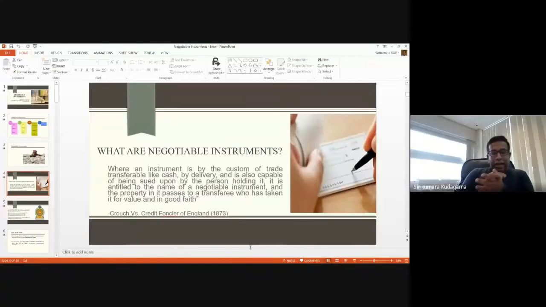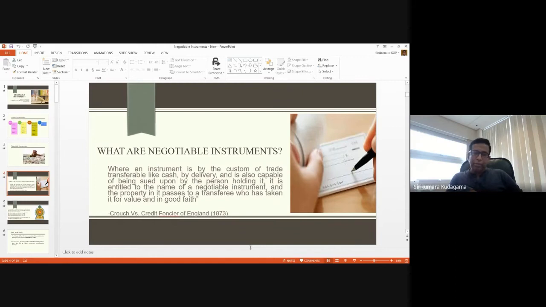This is a definition of a negotiable instrument found in a classic English judgment, where an instrument is by the custom of trade transferable like cash by delivery, and is also capable of being sued upon by the person holding it, it is entitled to the name of the negotiable instrument. That is what a negotiable instrument is. And the property in it passes to a transferee who has taken it for value and in good faith.